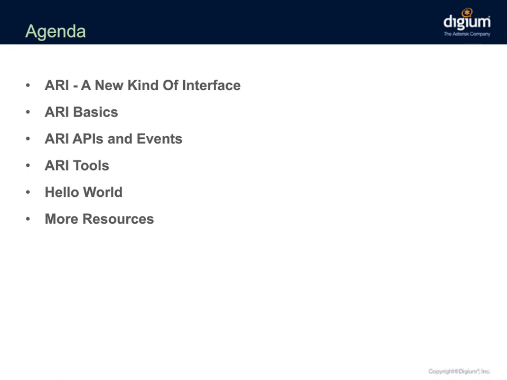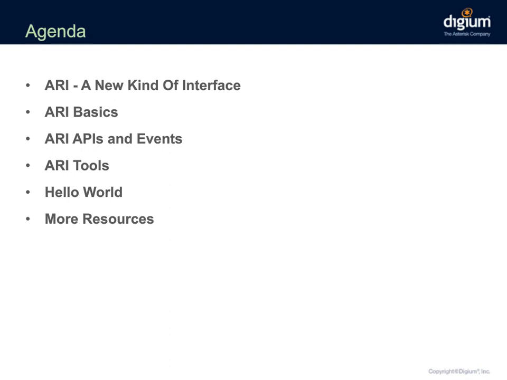So we're going to talk about the historic interfaces of Asterisk, going back across the 15 years that Asterisk has been in use, and how ARI is a different kind of interface and allows you to do different sorts of things than you can with any of those existing or legacy interfaces. We'll talk about the basics of ARI, the technologies that underlie it, and how you go about using it. We'll talk about the events and the actual API endpoints that make up ARI.